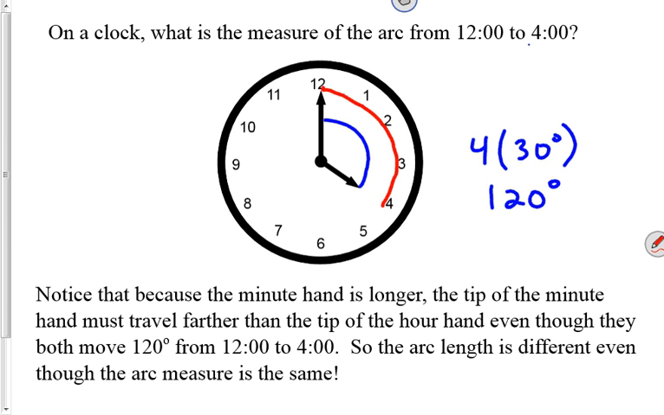So that's what we're talking about today. We're talking about arc length instead of arc measure. And even though both of these arcs would have a measure of 120 degrees because they're rotating the same amount, their arc length is very different.